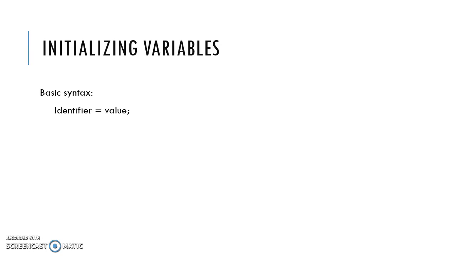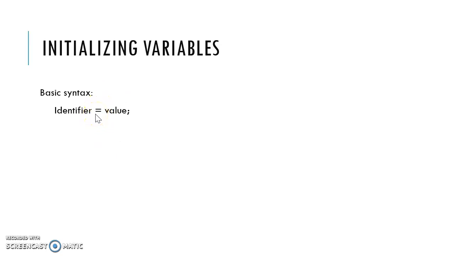Okay. So this is the basic syntax. When we're initializing a variable, we create a program statement that includes the identifier name, the assignment operator. When I talk about the assignment operator, I'm talking about the equal sign.